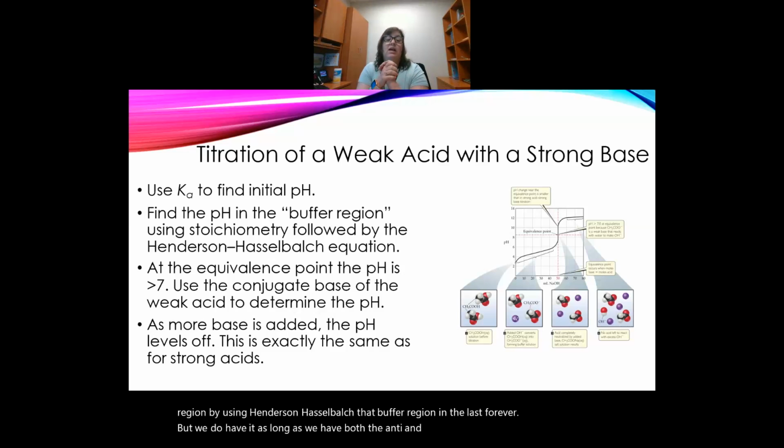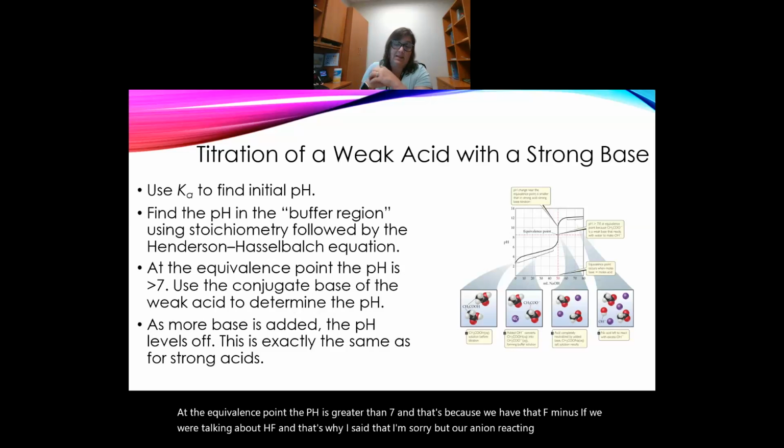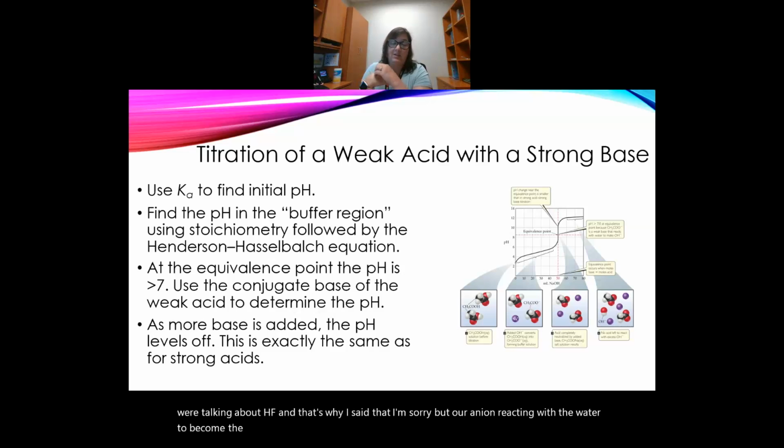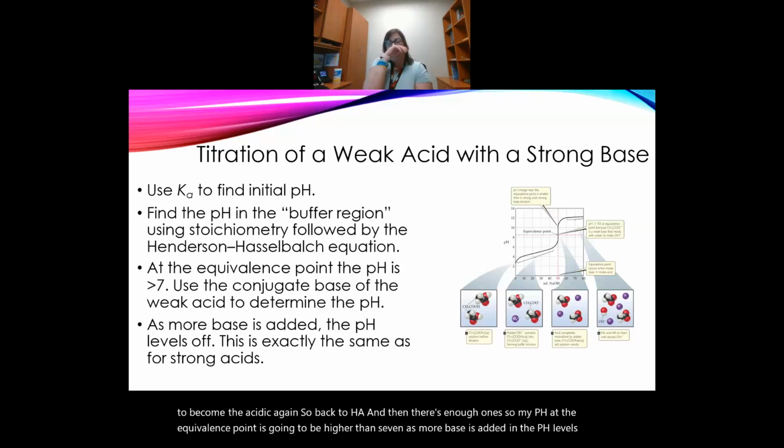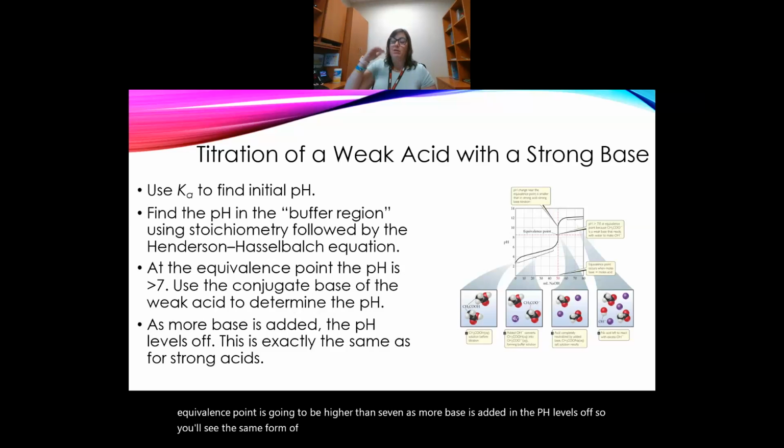and the weak acid. At the equivalence point, the pH is greater than 7. And that's because we have that F minus, if we were talking about HF. Our anion reacts with the water to become the acid again, so back to HA, and that leaves me with OH minus. So my pH at the equivalence point is going to be higher than 7. As more base is added, the pH levels off. So you'll see the same form of titration as what we talked about in previous slides, but now our equivalence point pH has slid up.